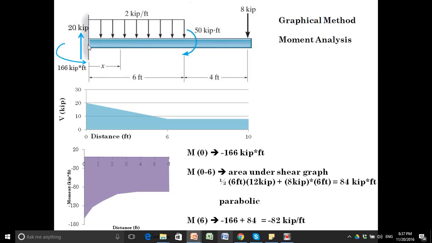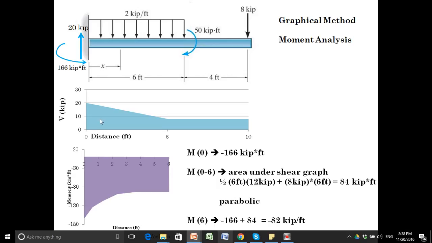So if we look at 0, our moment is at 166. But this is the case where our sign convention becomes flipped. When you're analyzing the moment of the full body, like this, 166 kips here is counterclockwise, but in this analysis, counterclockwise means negative. So you just have to remember that and go with it. So we start at negative 166 kip times feet.